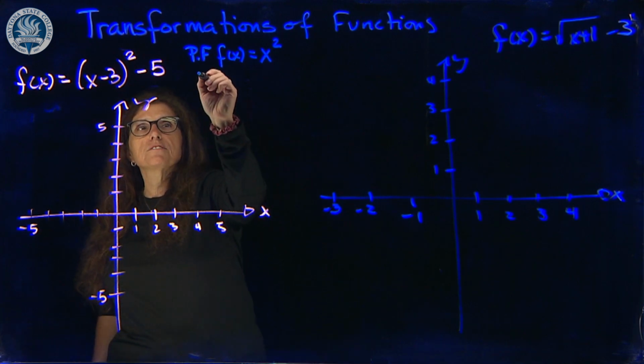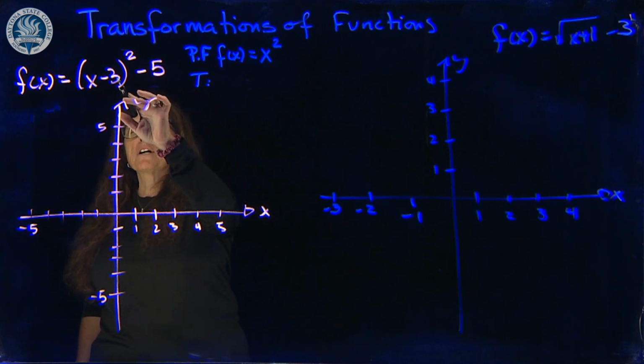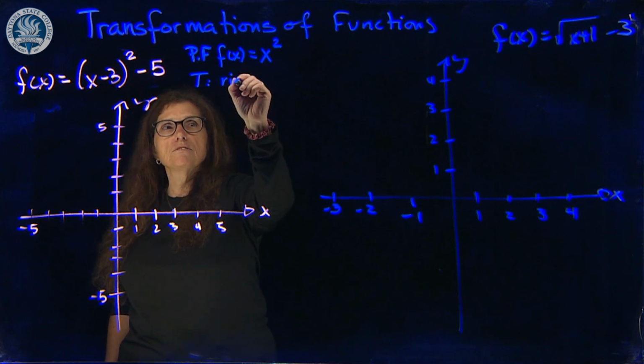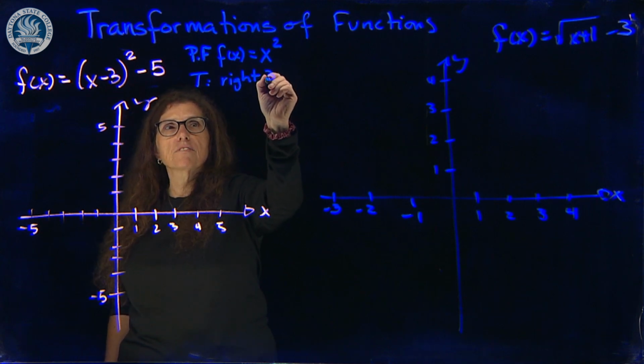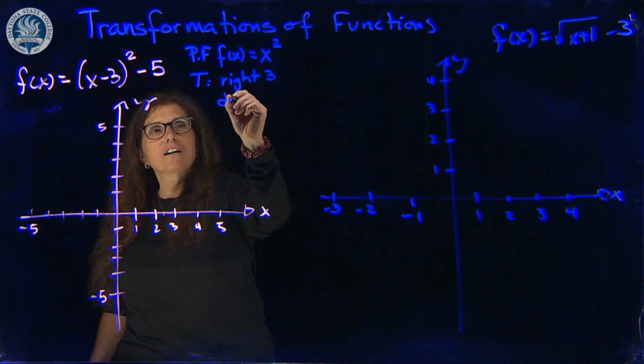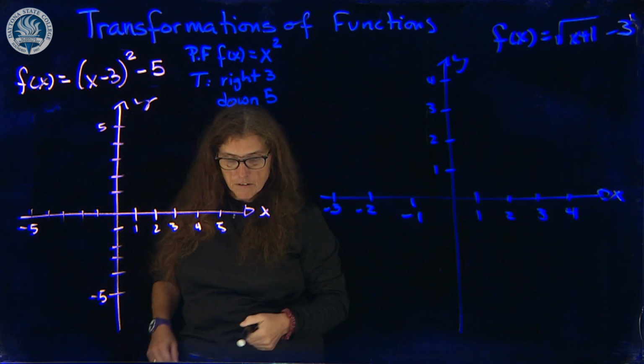Now let's also write the transformations down. We have x minus 3 in the parentheses. That means we're going 3 units to the right. So right 3, and minus 5 at the end means down 5 units from the parent function.